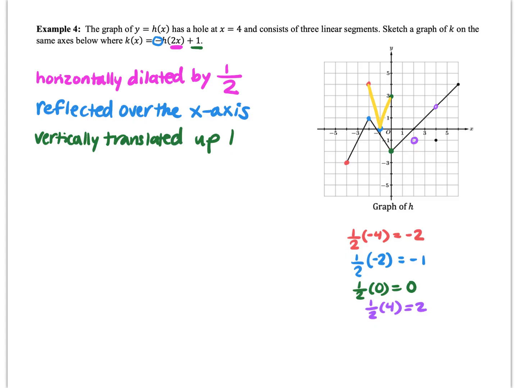And then I'm going to next do this end of the graph. So this point there has an x value of 6. Well, half of 6 is 3. So we'll move over here. Then we mirror over the x-axis. So from positive 4, it's going to move down to negative 4. Move it up 1, and there's my endpoint. And that gives us the next segment of our graph.